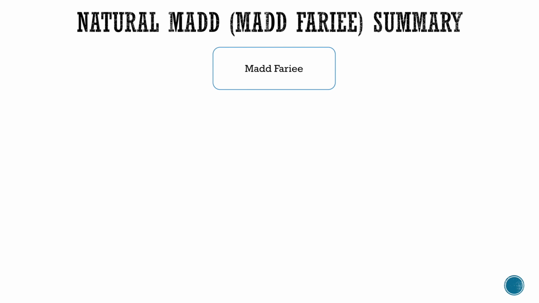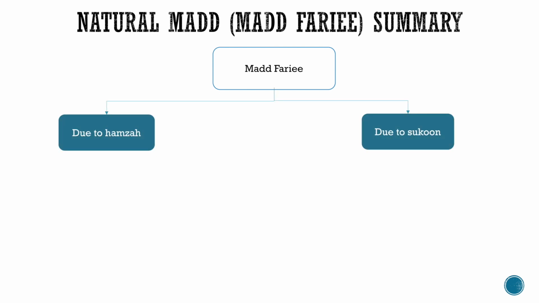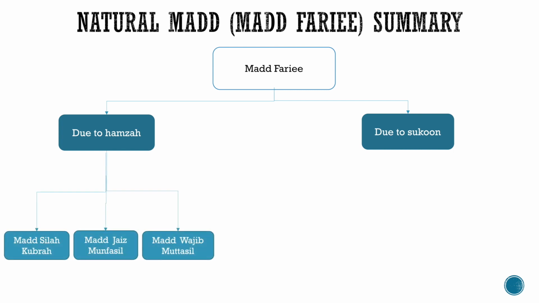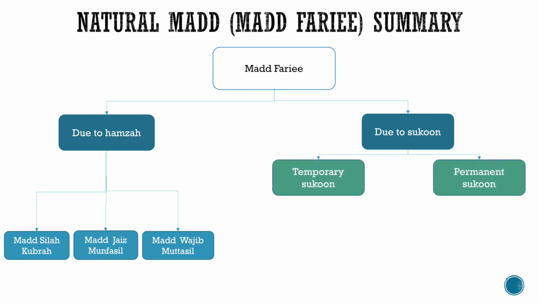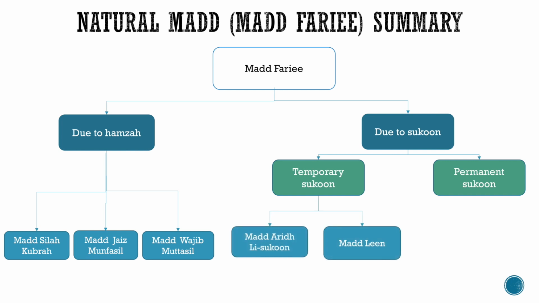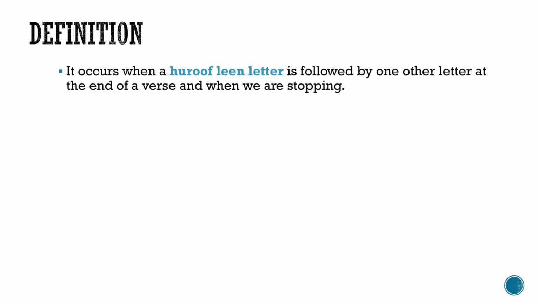As we have covered previously, mad fari'i consists of two branches: mad due to a hamza and mad due to a sukoon. Mad fari'i due to a hamza consists of three types of mad: mad sila kubra, mad jaiz munfasil, and mad wajib muttasil. Mad fari'i due to a sukoon consists of two branches: a temporary sukoon and permanent sukoon. The temporary sukoon consists of two types of mad: mad arid sukoon and mad leen, and the permanent sukoon consists of mad lazim. So what is the definition of mad leen?